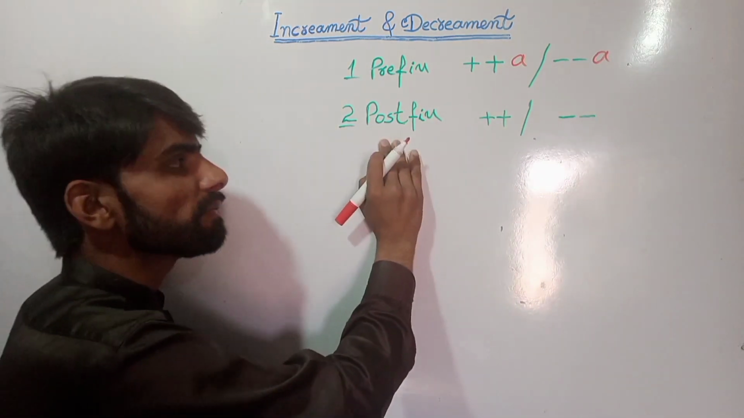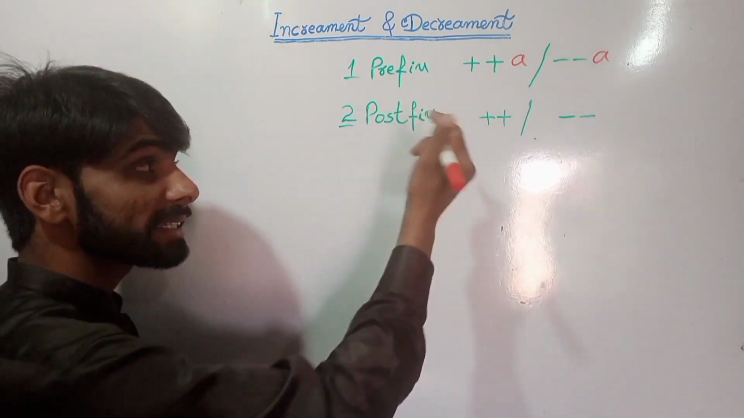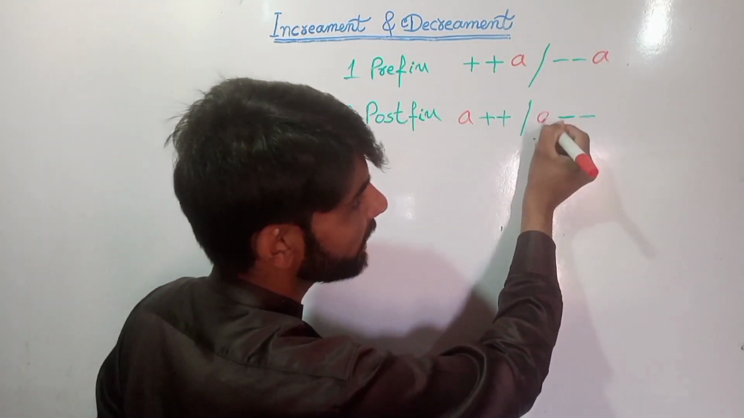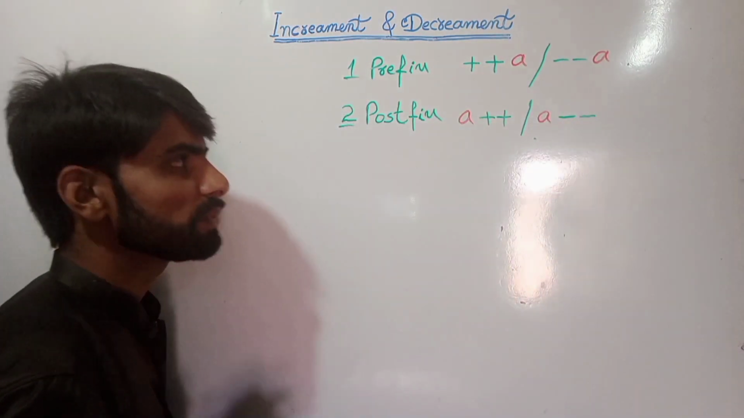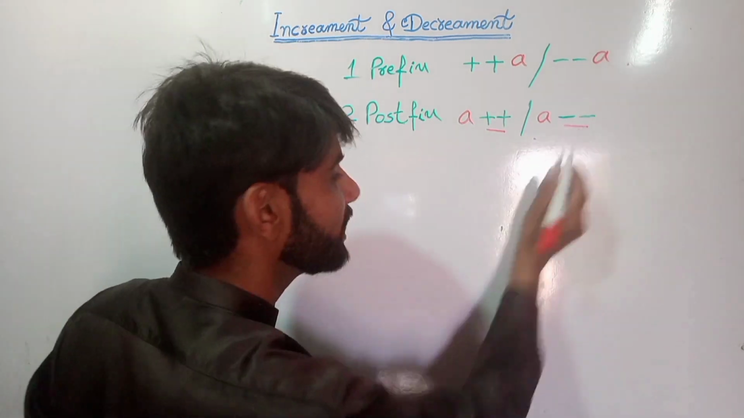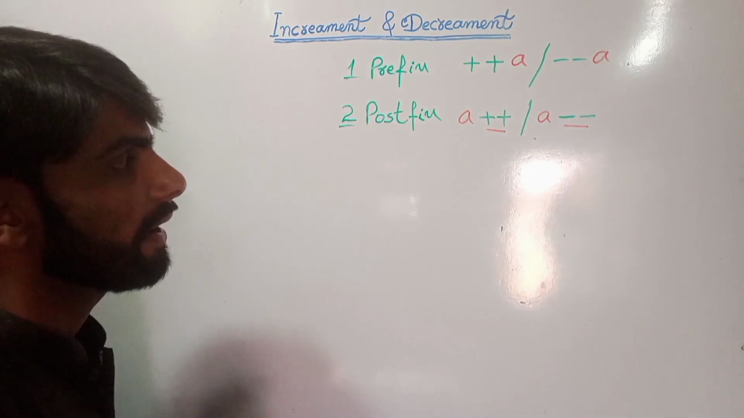When we write the variable first and then the increment or decrement operator, that is called postfix. First the variable, then the operator: these are called postfix increment and decrement operators, right?